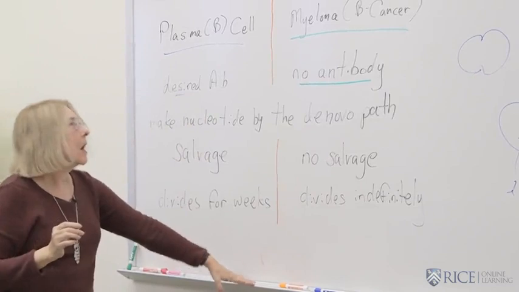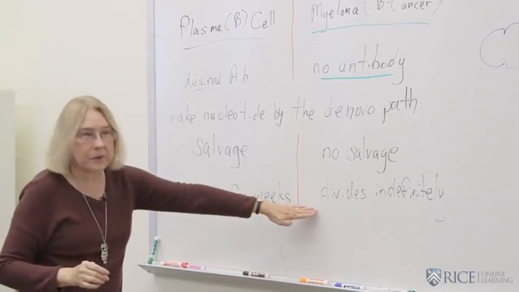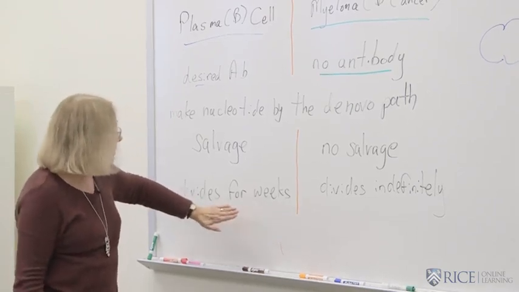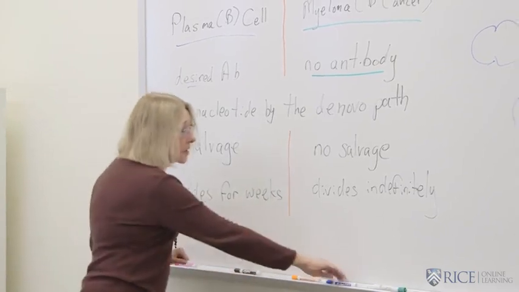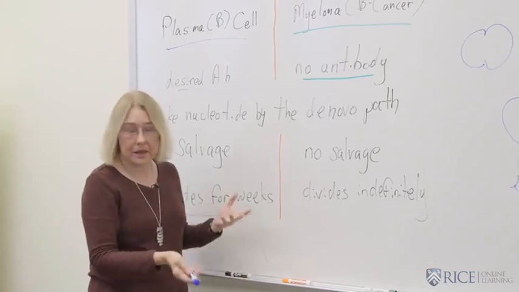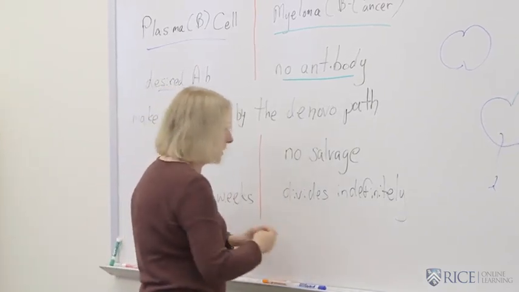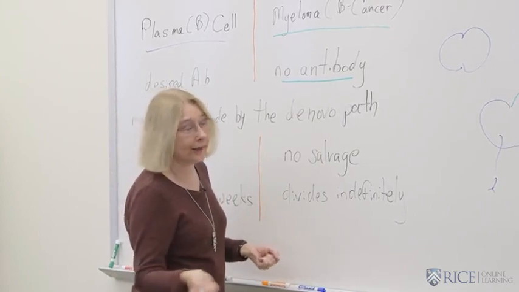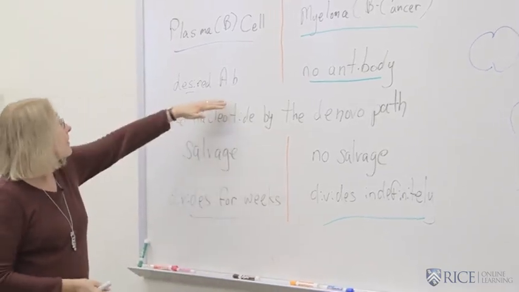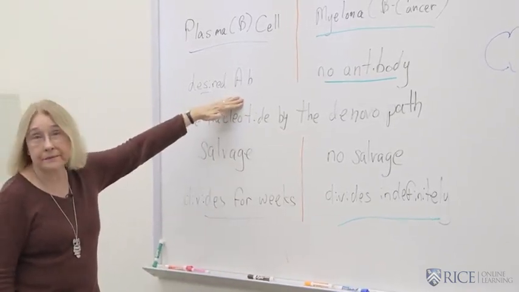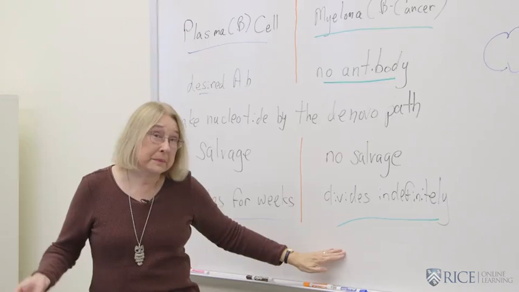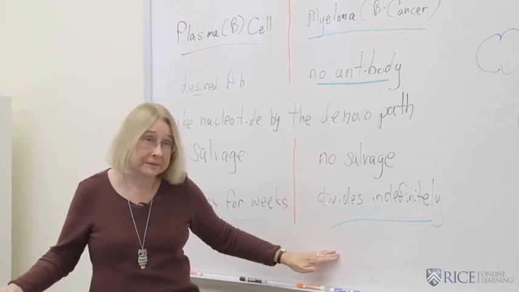Now, why am I doing this? I'm doing this to confer immortality on my B lineage. My B lineage usually can only divide for a matter of weeks. Cancer cells, sadly being cancer cells, will divide indefinitely. This is one of the few times that's a good thing. So what I want in this case is for my plasma cell to bring the beer, the antibody, and my myeloma cell to bring the chips, the immortality.